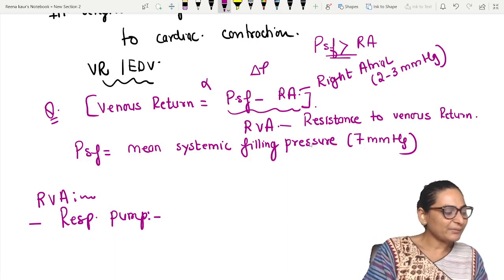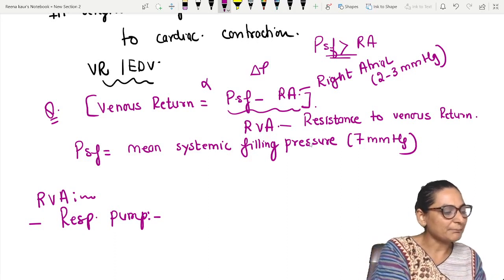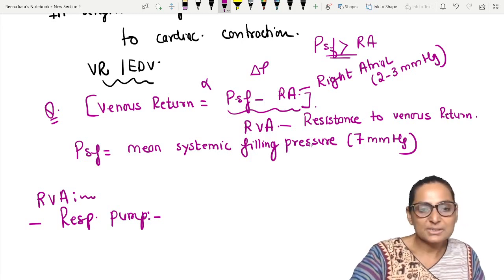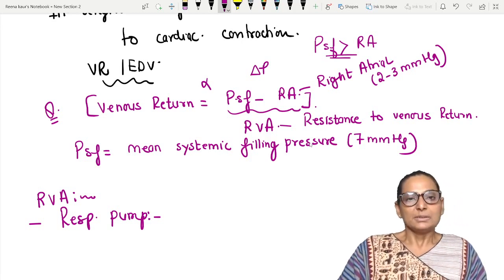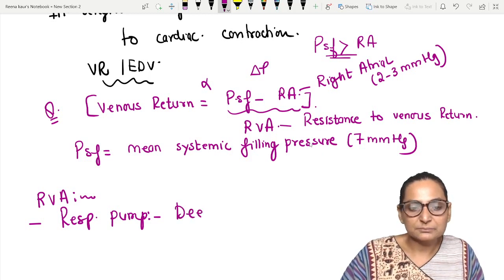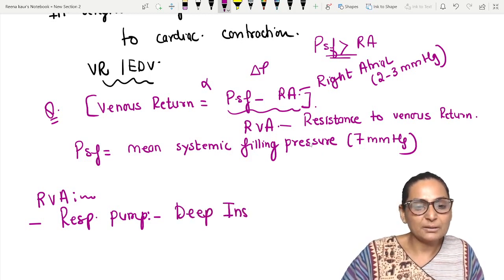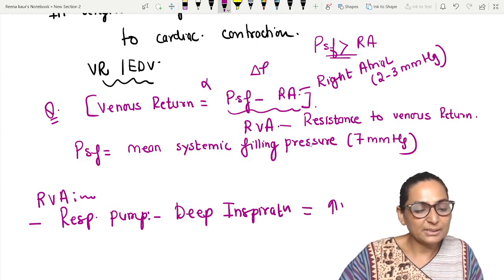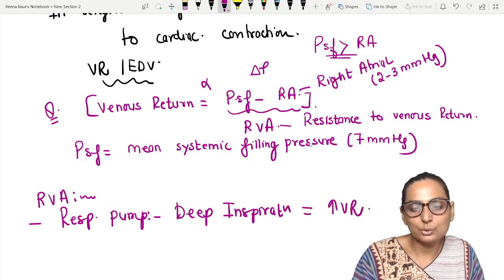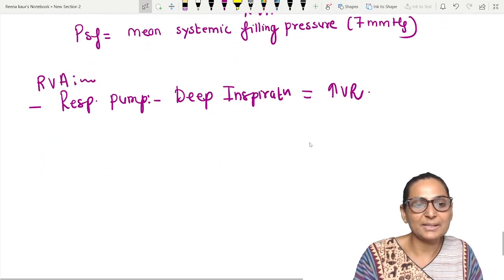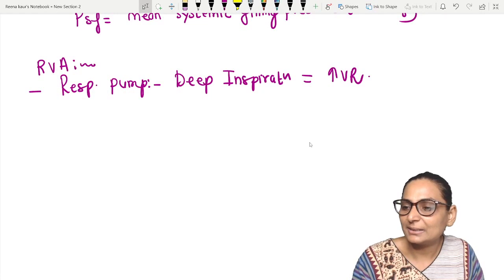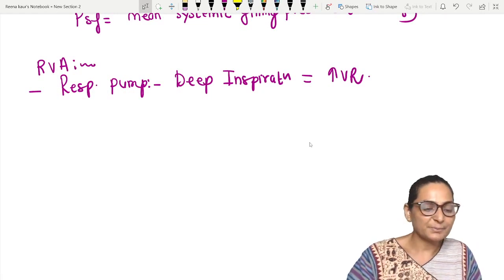Now, respiratory pump, also called as the thoracic pump, especially this will work when there is deep inspiration. Now, suppose there is a deep inspiration. What will happen with especially a deep inspiration? There is going to be increase in the venous return to heart. Why does this take place? This is what is the respiratory pump, that with deep inspiration there is an increase in the venous return to the heart, and that is what is the respiratory pump.